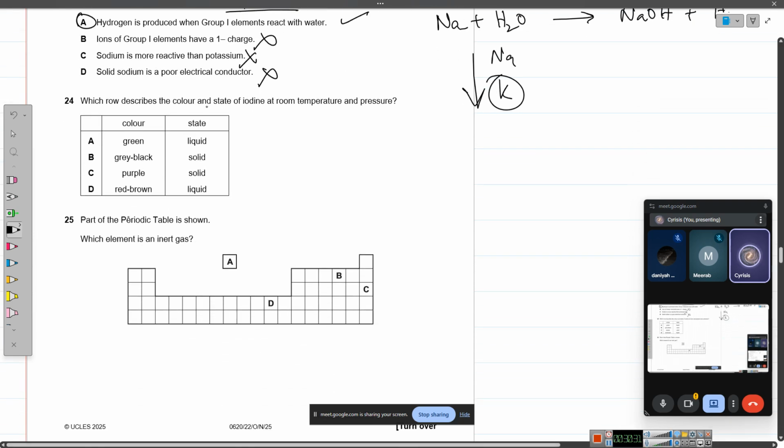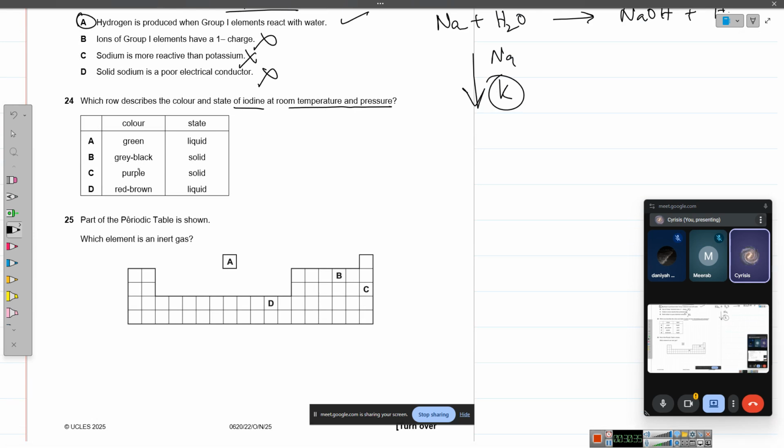Which row describes the color and state of iodine at room temperature and pressure? At room temperature, it is going to be a solid, because you need to remember these ones, right? The Br2, the Cl2, even the F2 I've given you. That is white, that is pale greenish gas. White means colorless. And greenish gas, yellowish green, and this is brownish gas, as gas.